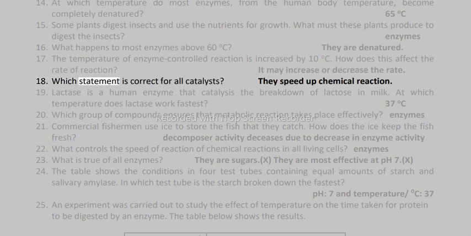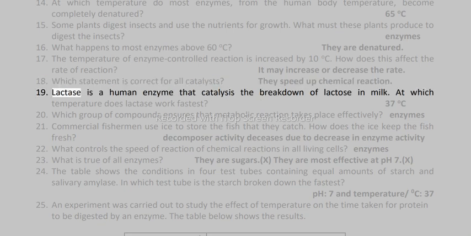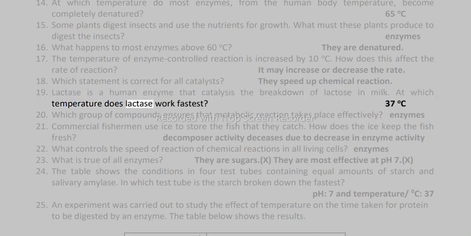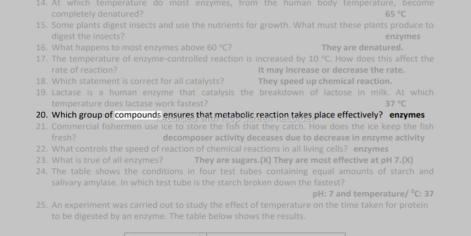18. Which statement is correct for all catalysts? They speed up chemical reaction. 19. Lactase is a human enzyme that catalyzes the breakdown of lactose in milk. At which temperature does lactase work fastest? 37 °C. 20. Which group of compounds ensures that metabolic reactions take place effectively? Enzymes.